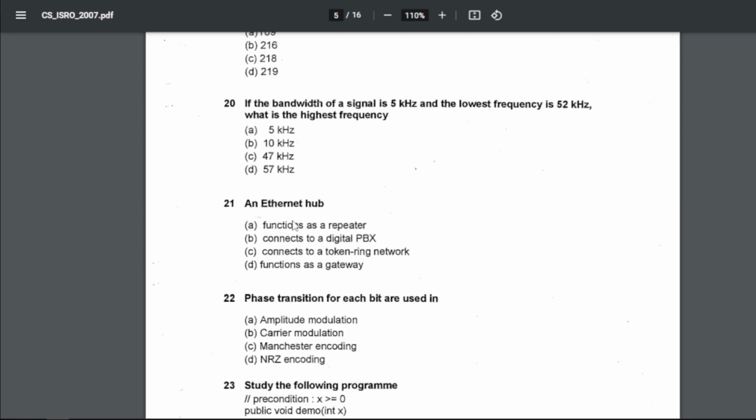Now question number 21 is, an Ethernet hub is what? So basically an Ethernet hub functions as a repeater, right? So A will be the answer. A hub is a network hardware device for connecting multiple Ethernet devices together and making them act as a single network segment. A repeater is an electronic device that receives a signal and retransmits it. Repeaters are used to extend transmission so that the signal can cover longer distances, or be received on the other side of an obstruction. So an Ethernet hub, or repeater hub, also acts as a repeater and regenerates the signal to avoid its loss.